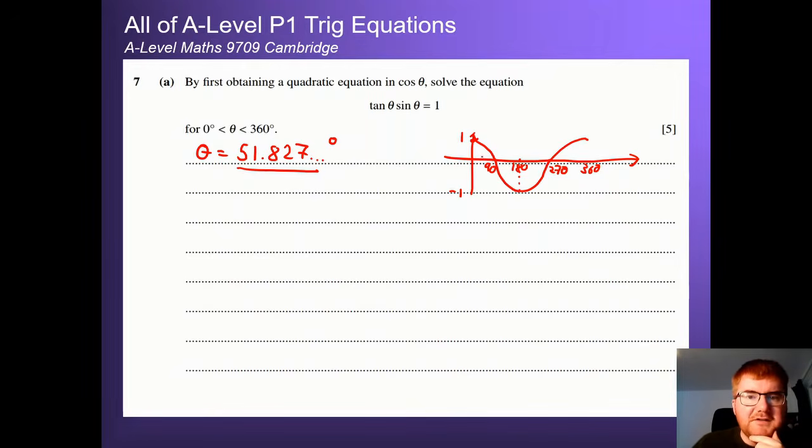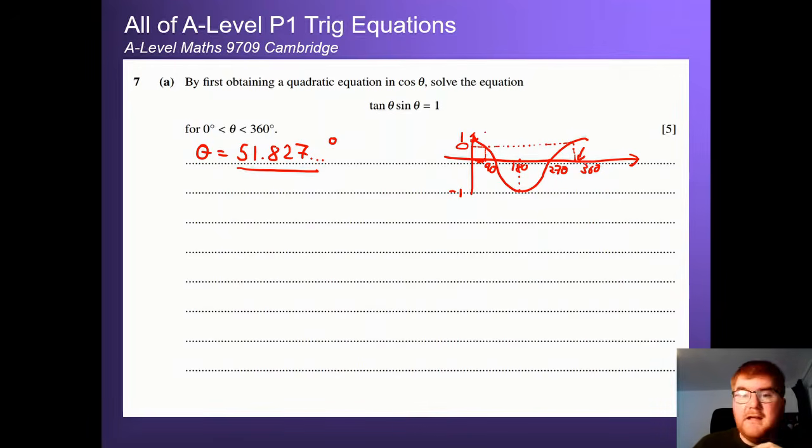So if I read that off, 51.827 would be around about here, and this is the value that we've worked out. However, there is some symmetry over here. So if I draw this over here, we've also got this answer here. Now, I'll go through a lot of this in one of my iGCSE videos.